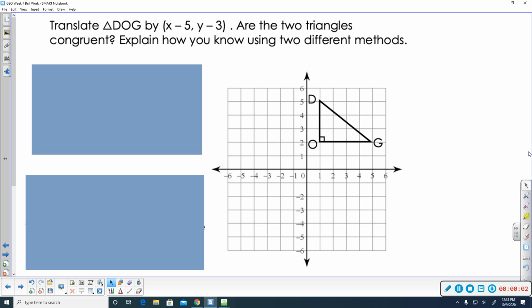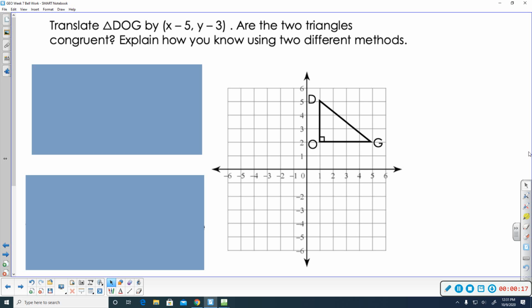Alright, we want to translate triangle DOG by the rule x minus 5, y minus 3. Then the question is, are the two triangles congruent? Explain how you know using two different methods. So first, we can answer this question.